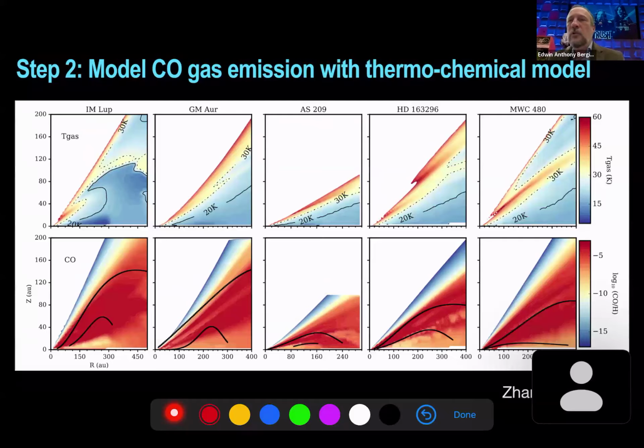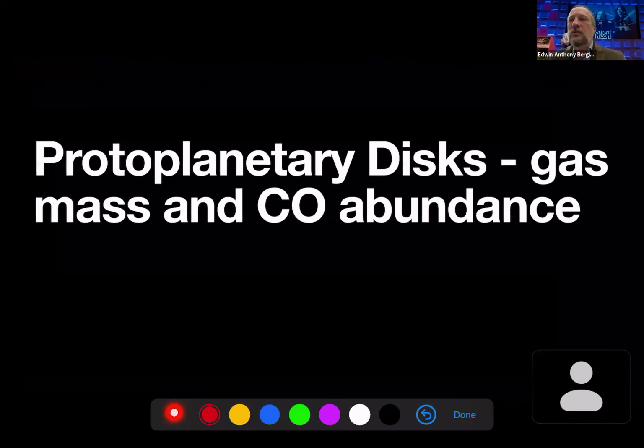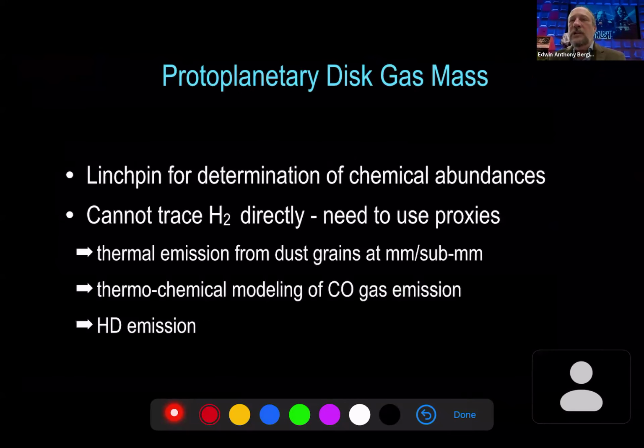And I'll skip over that because I want to get to abundances. So the last thing I want to talk about is in protoplanetary disks, we have a big problem.